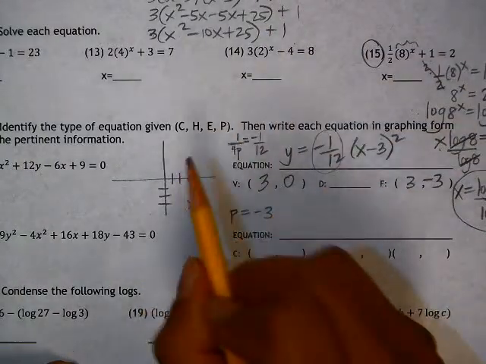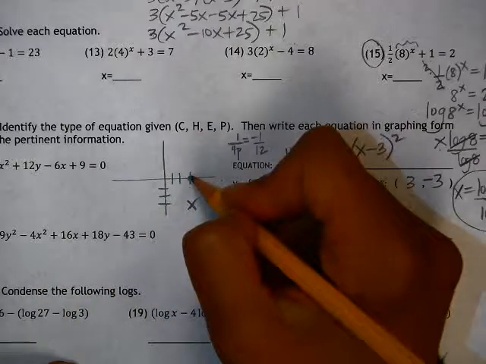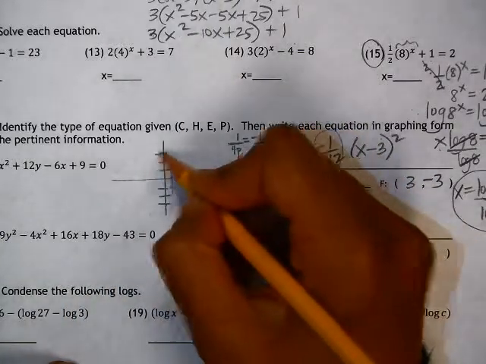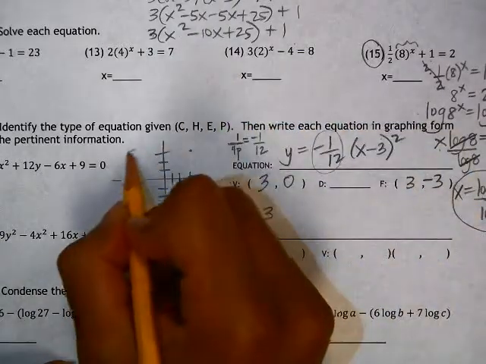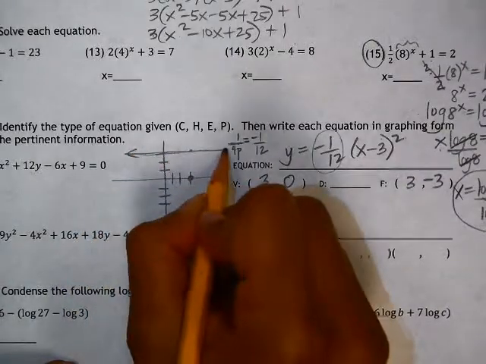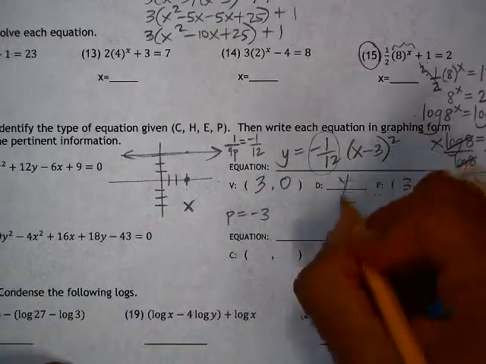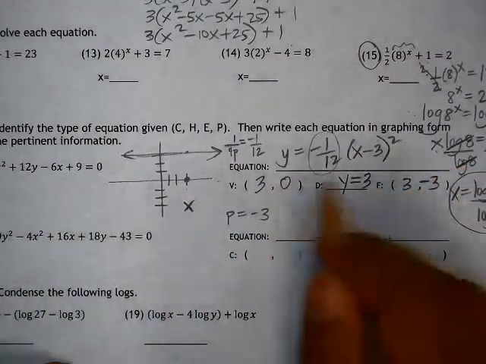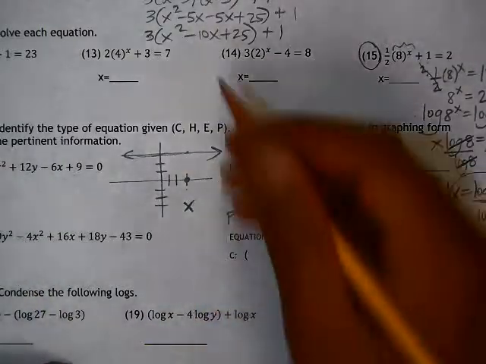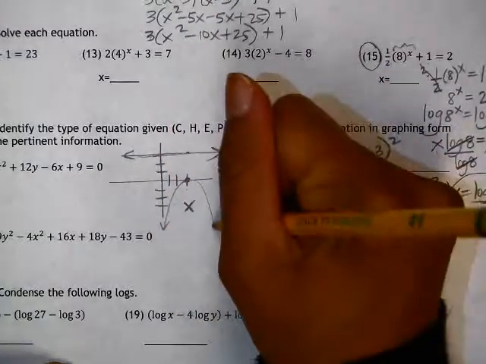The vertex is between the focus and the directrix, so I'm going to count positive 3 from the vertex to draw my directrix line. That line ends up at y equals positive 3. And that's really all that's being asked here. If you wanted to sketch the parabola, it would be opening down.